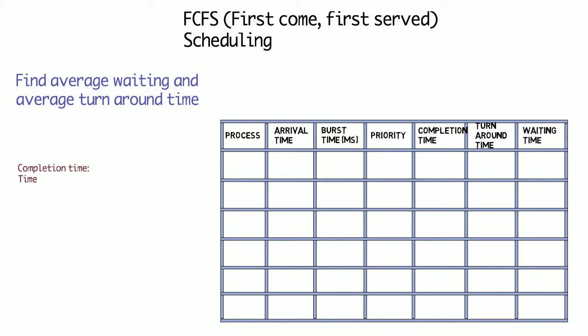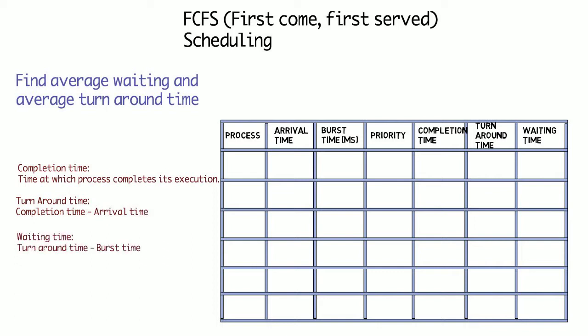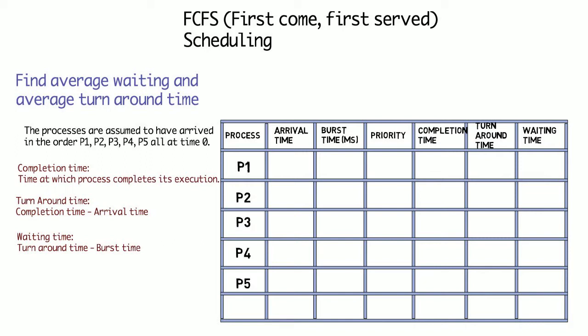Waiting time of a process is the time spent by it waiting in the ready queue, and turnaround time is the time interval from the time of submission of a process to the time of the completion of the process. Let's assume all processes arrived at time 0 in the order P1, P2, P3, P4, P5 in the ready queue, and their CPU burst time is given.